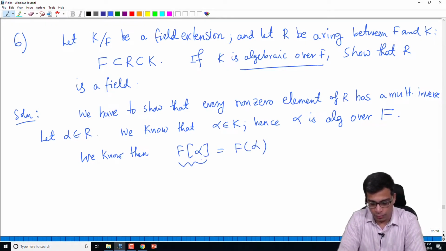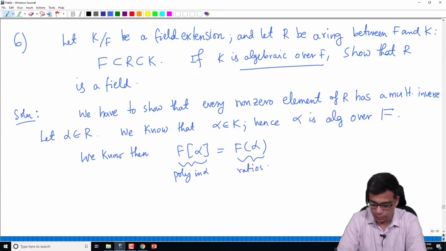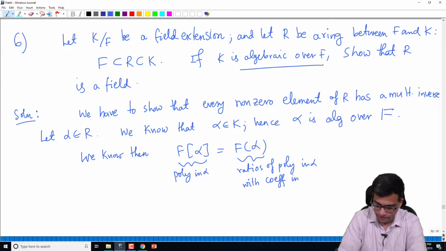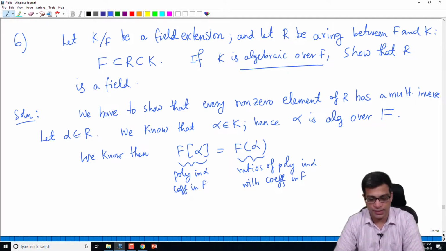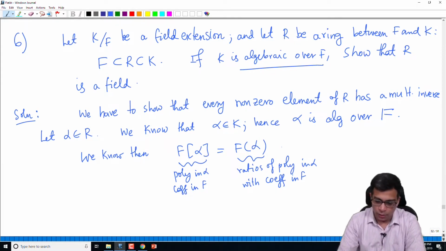This is the polynomials in alpha. These are ratios of polynomials in alpha with coefficients in F. These are polynomials with coefficients in F. Remember, F square bracket alpha for us represents the polynomial ring. Round bracket alpha represents the field. That means it's ratios of polynomials. Because alpha is algebraic over F, this is the case.